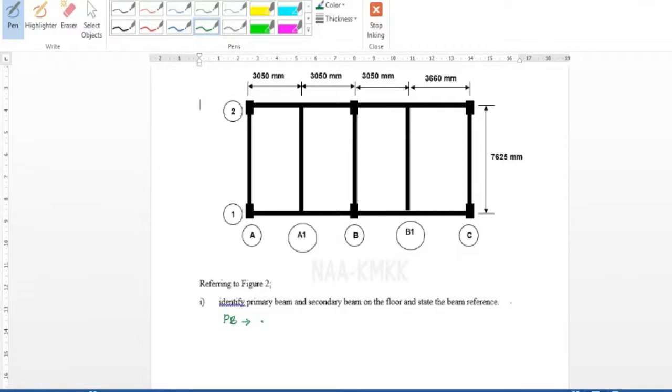Beam A, row 1, 2. We have columns at both ends of the beam. Again, yes, beam B, row 1, 2. Okay guys, list your own. Next, we have beam C, row 1, 2.